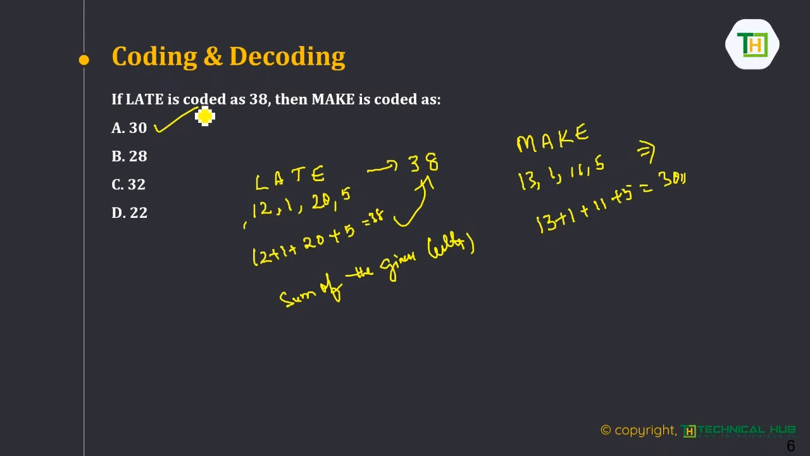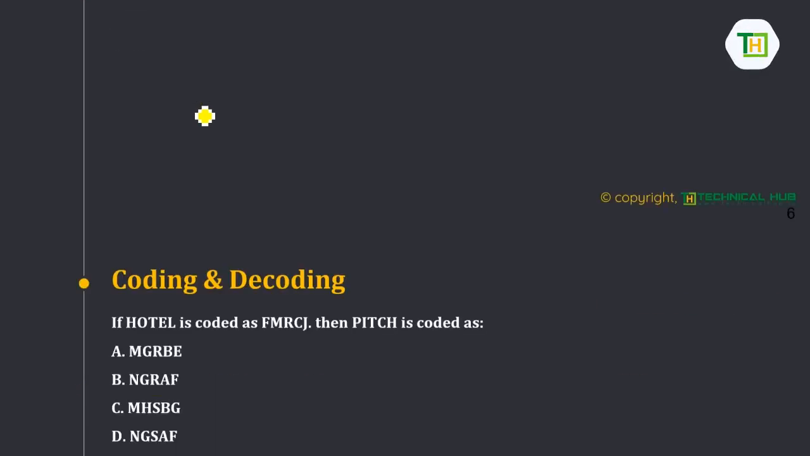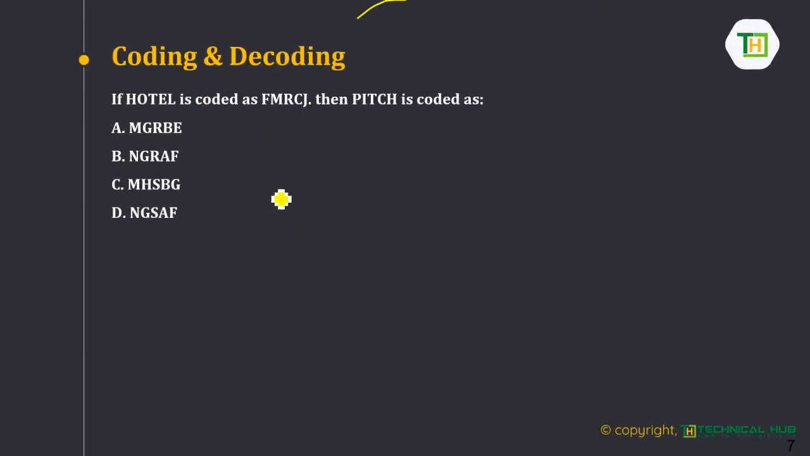Okay, move on to the next one. Hotel is coded as FMRCJ. Then pitch is coded as? So hotel, H-O-T-E-L. Given the word is hotel, the code word is FMRCJ.